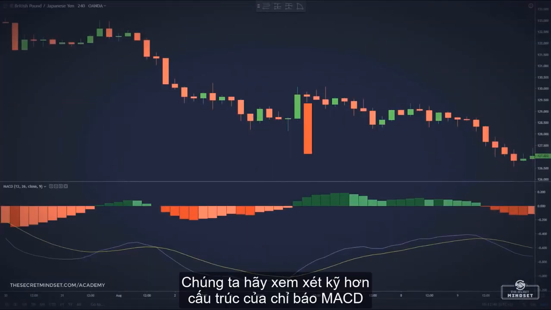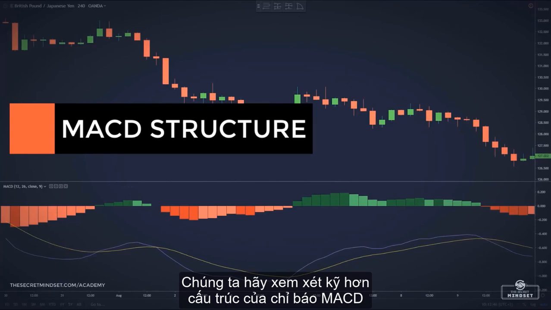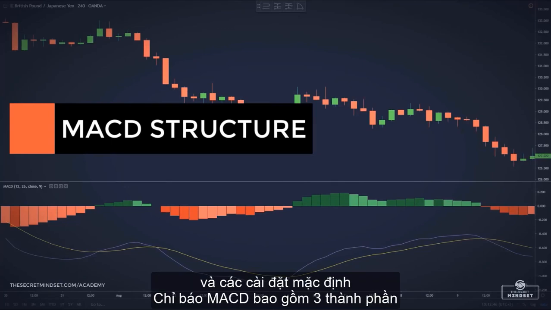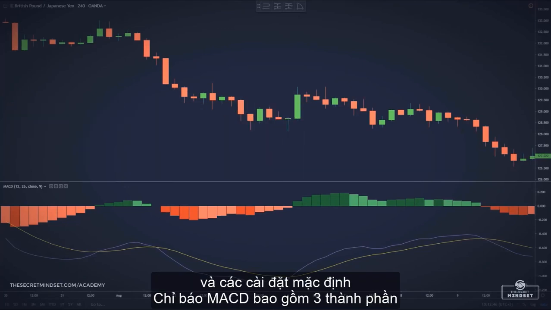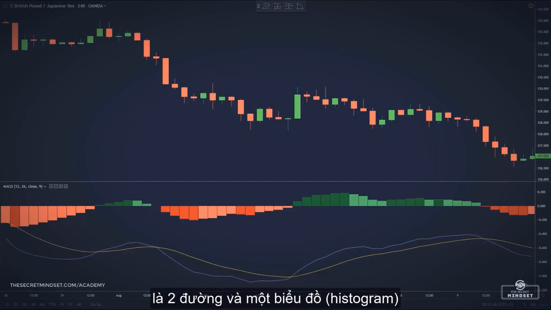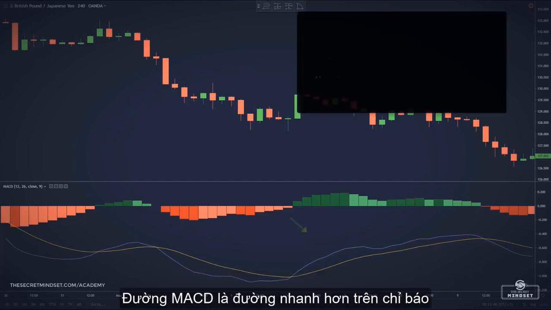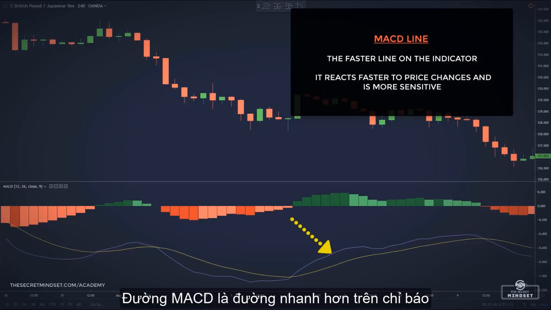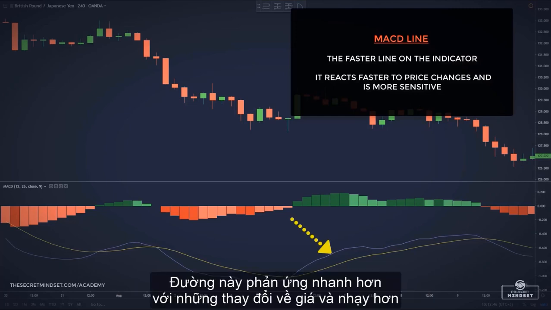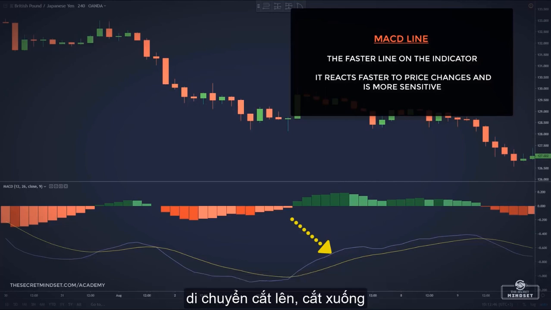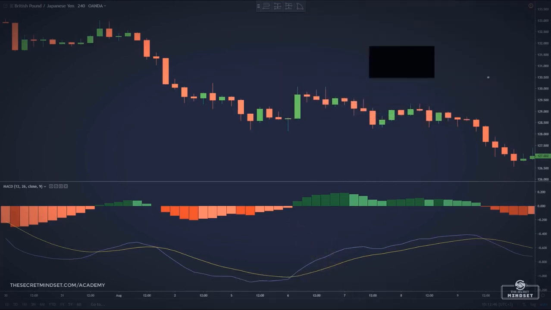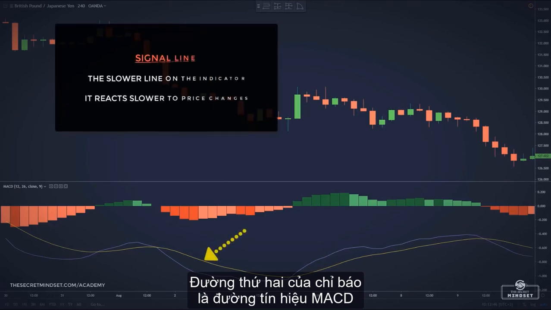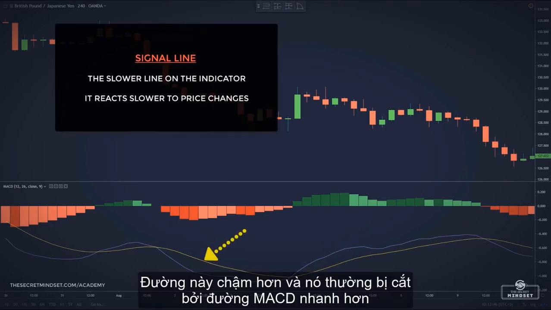Let's take a close look at the structure of the MACD indicator and its default settings. The MACD indicator consists of three components, namely two lines and a histogram. The MACD line is the faster line on the indicator. This line reacts faster to price changes and is more sensitive, moving above and below the second line of the indicator. The second line of the indicator is the MACD signal line.